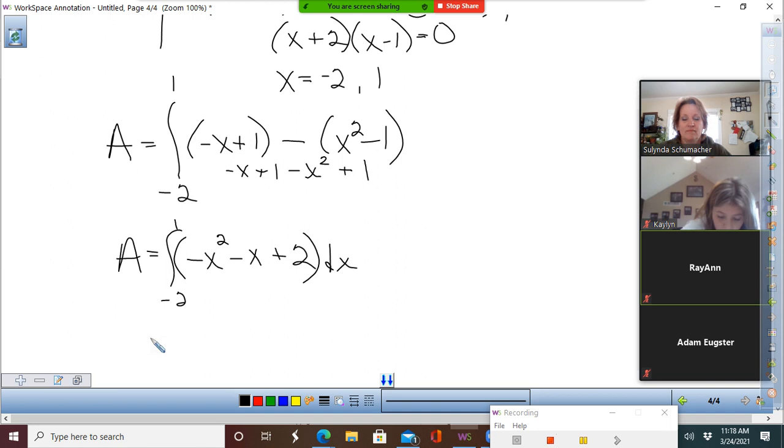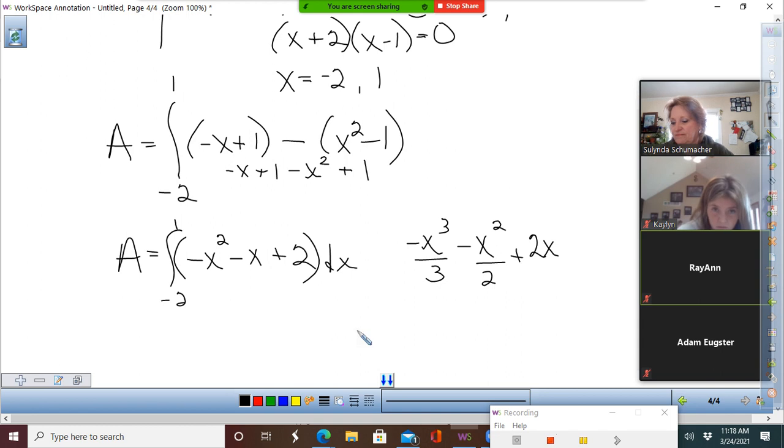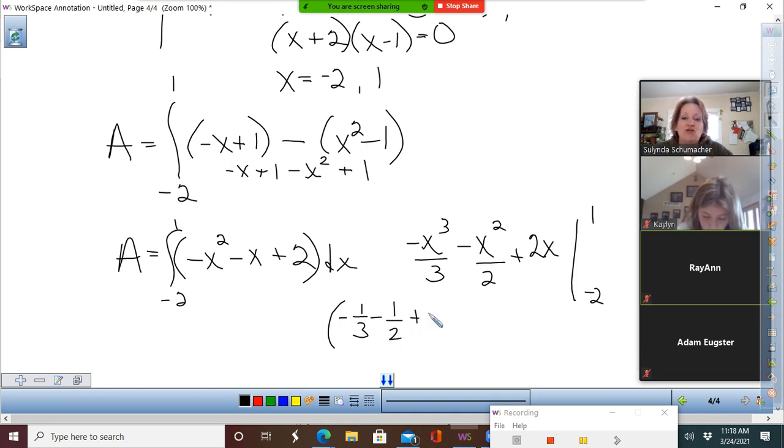All right, so let's do our antiderivative. The antiderivative of minus x squared is minus x to the third over 3. Minus x is minus x squared over 2, plus 2x. And we're going from minus 2 to 1. So if I plug in 1, I get minus 1/3 minus 1/2 plus 2. And then minus, I'm going to plug in my minus 2.